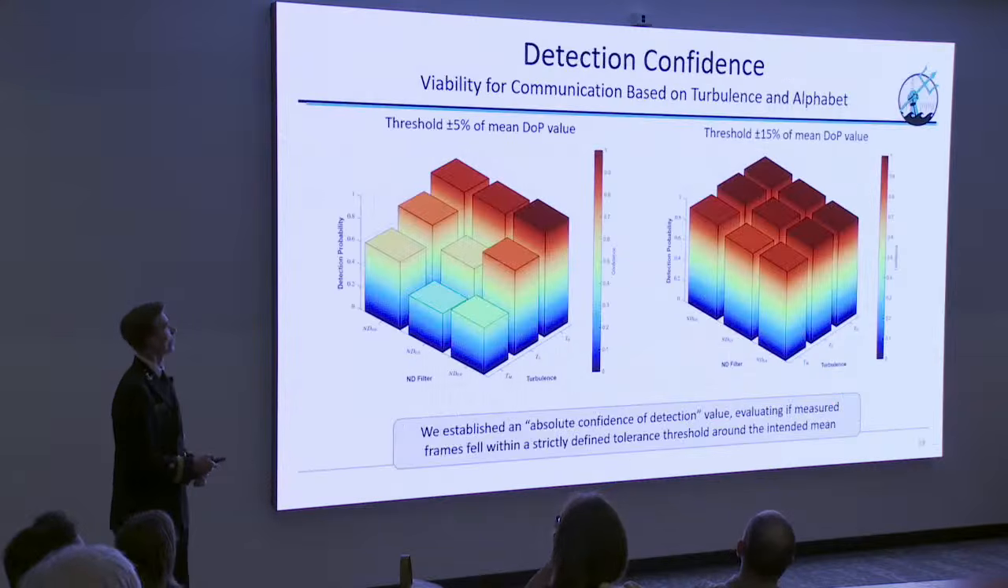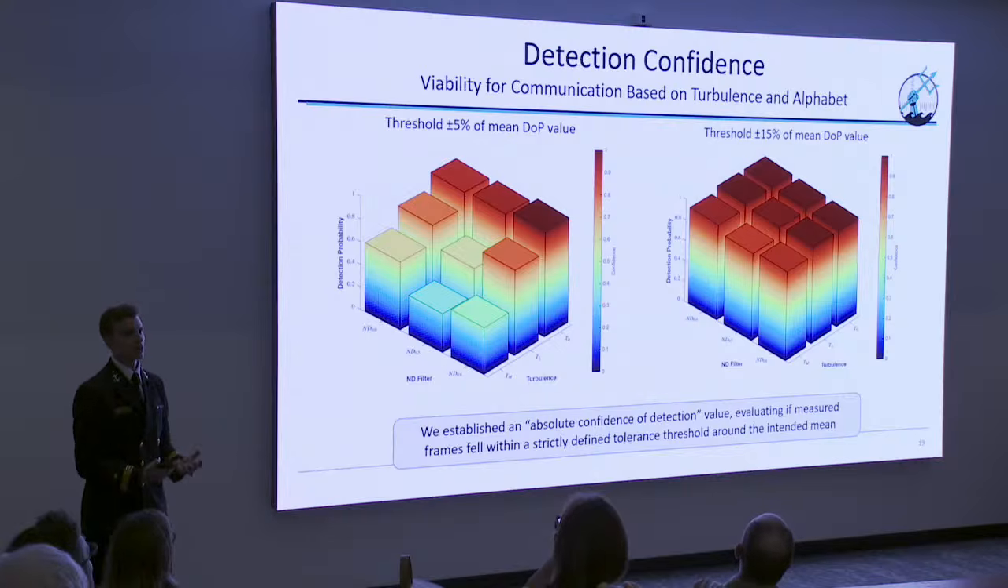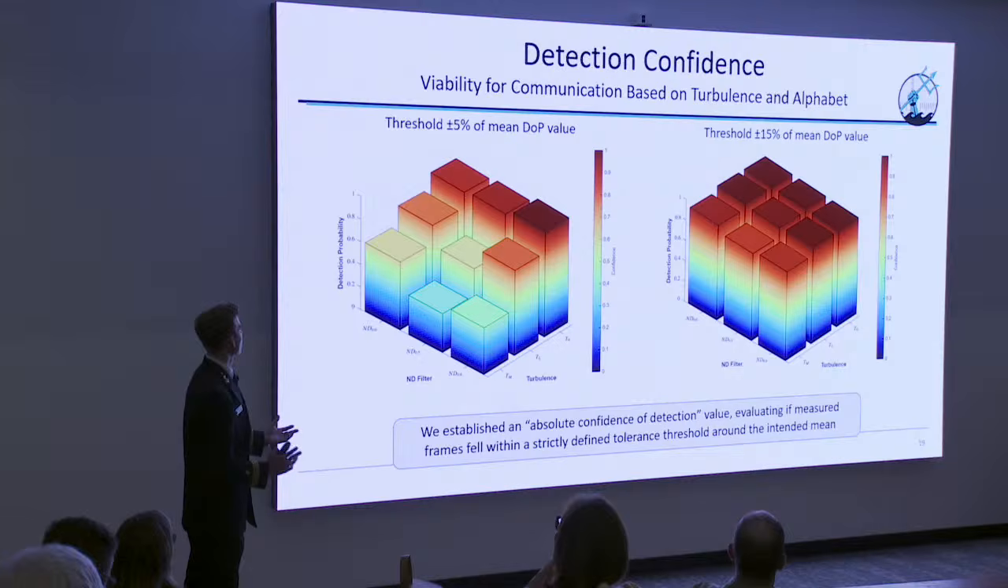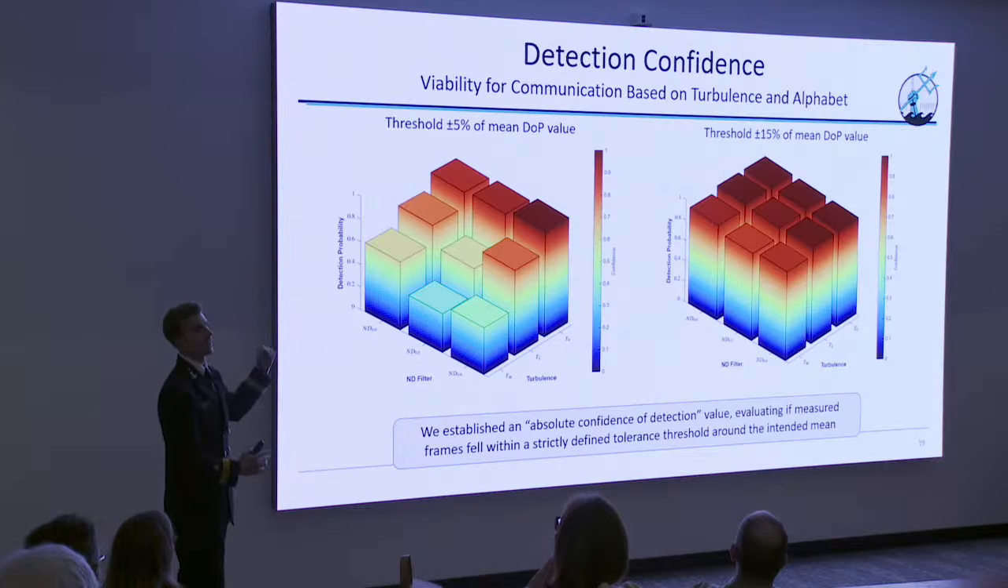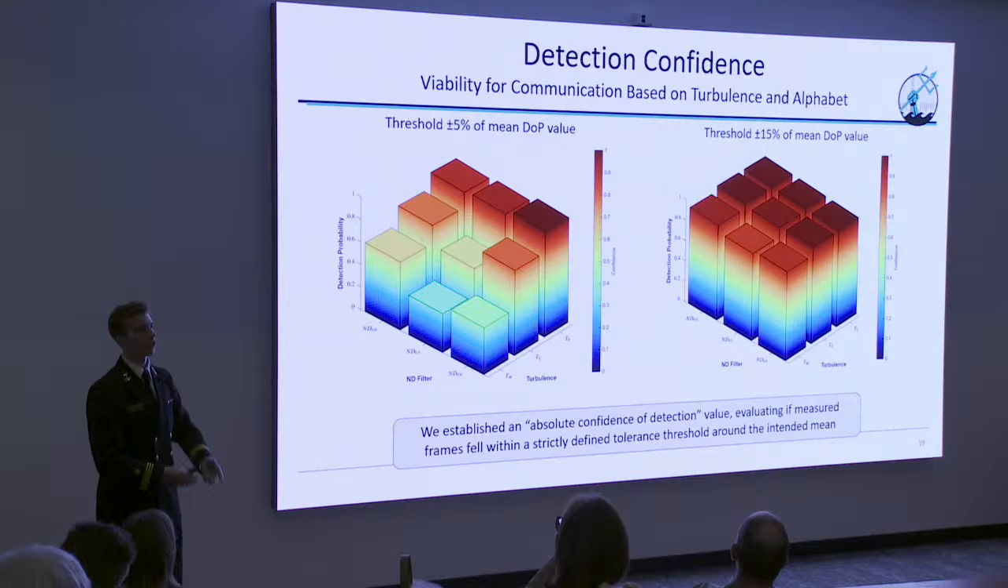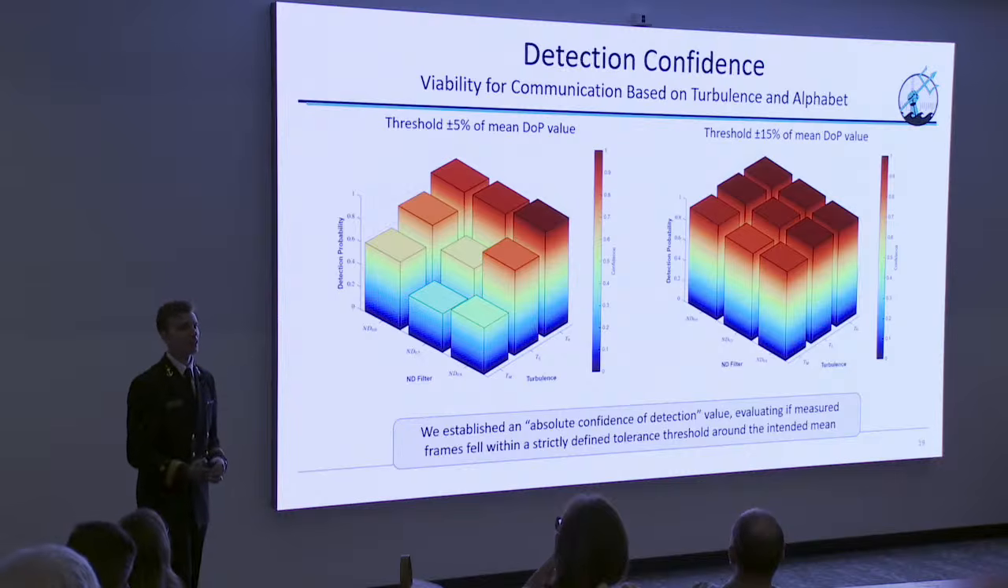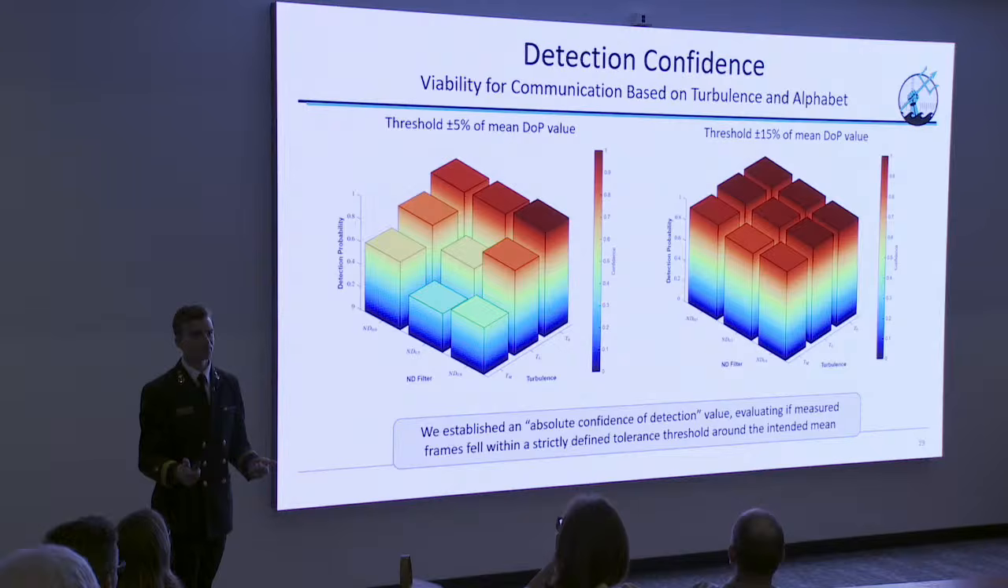So now we're looking at our detection confidence. So how likely is this to actually be used as a communication system? And the way that we determined that was we came up with a value called our detection probability. The way this worked was that we took our mean degree of polarization value at the non-turbulent state and said, okay, that value, let's say for instance, is 0.5. And now we're going to say if any value falls in between plus or minus 5% of that mean value at the weak turbulent and moderate turbulent states, then we would be able to detect that beam.